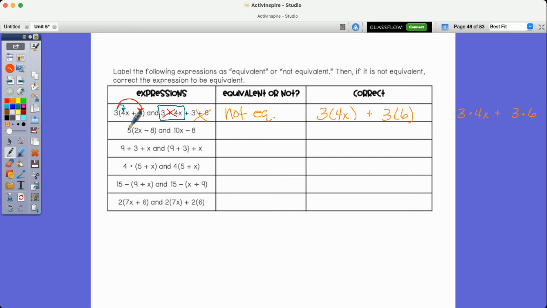Okay, how about this one? Deliver the mail. 5 times 2x is 10x. That's good. And then 5 times negative 8. The mailman forgot to go to the other house. No, not equivalent. We got to do this correctly. So I have 10x, and then I have 5 times negative 8 is negative 40.